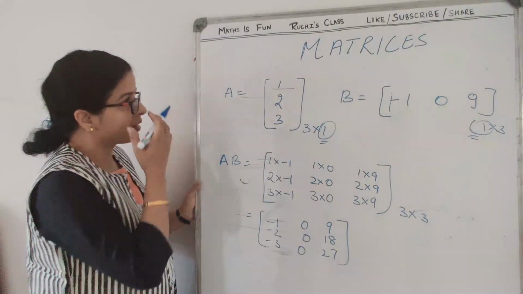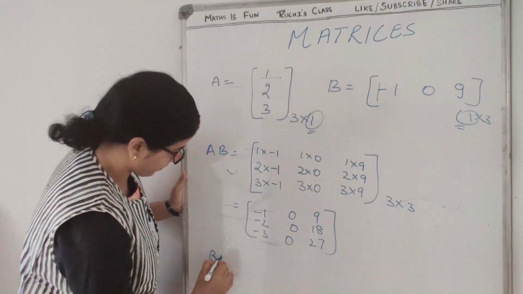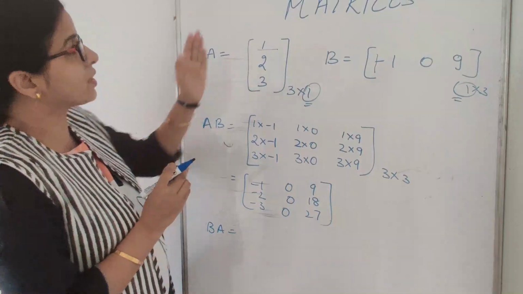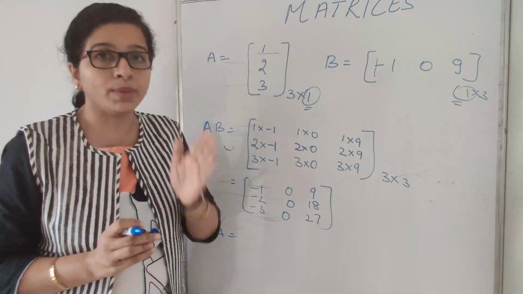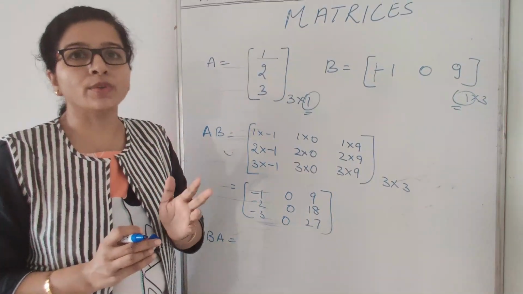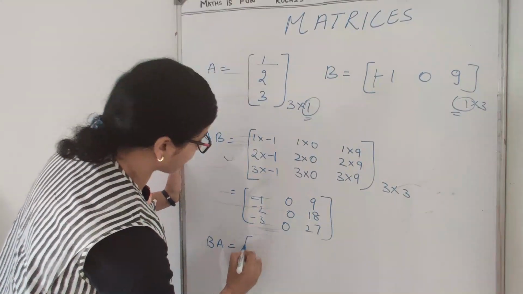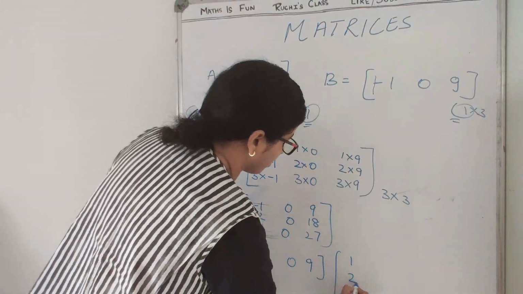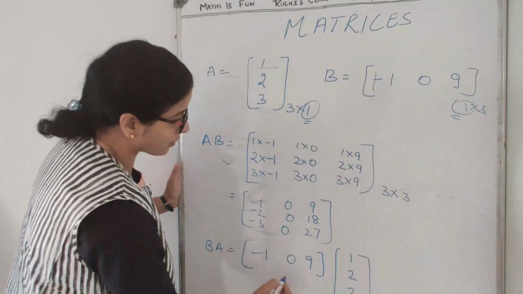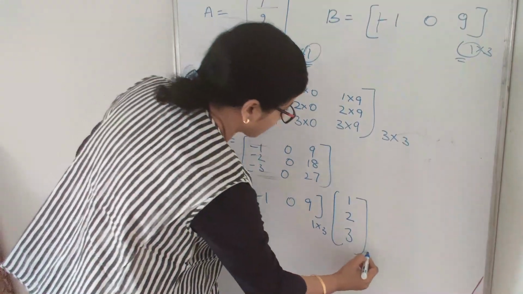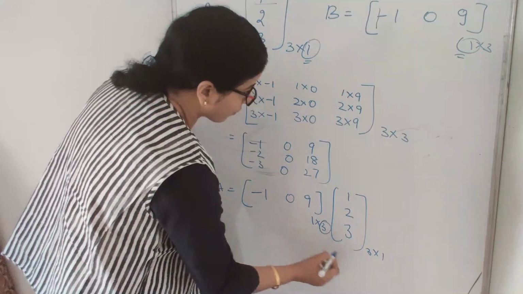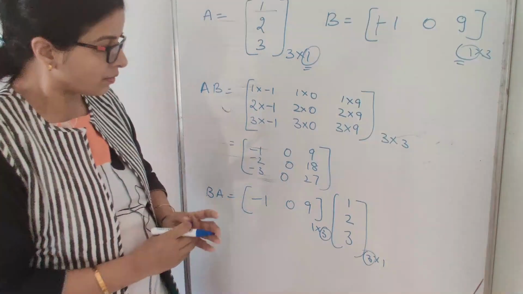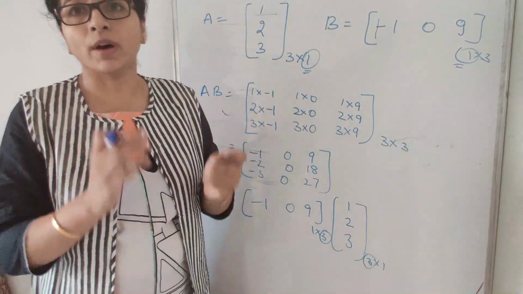Okay, now next we will check for BA. My suggestion is, when you are finding AB, write A first and B afterwards. When you are finding BA, write B first. You will not get confused. So we'll write first the B matrix, minus 1, 0, 9, and then 1, 2, 3, right? So what is the order of this matrix? 1 cross 3, and this is 3 cross 1, correct? So the number of columns is equal to the number of rows, right? So matrix multiplication is possible and we will get a 1 cross 1 matrix, meaning 1 row, 1 column.